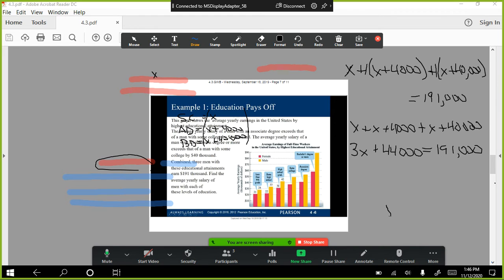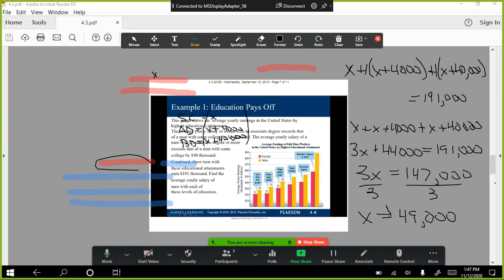I'm going to subtract 44,000. So 191,000 minus 44,000 is 147,000, so 3X is going to equal 147,000. And then I'm going to divide by 3. And X is going to equal 49,000.